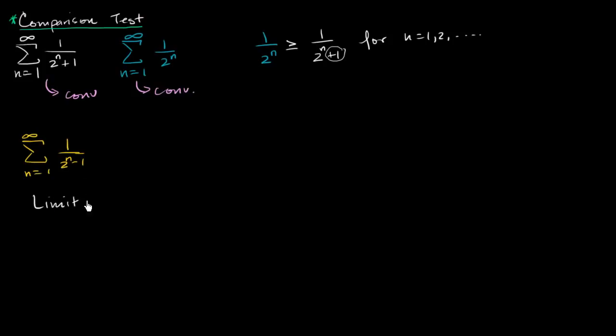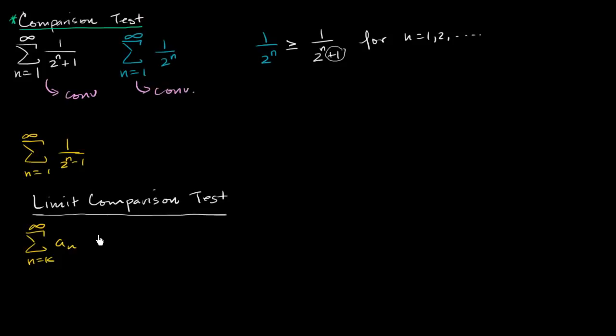Limit comparison test. I'll write it down a little bit formally, and then we'll apply it to this infinite series right over here. So the limit comparison test tells us that if I have two infinite series, so let's say this is going from n equals k to infinity of a sub n. And I'm not going to prove it here. We'll just learn to apply it first. And this goes from n equals k to infinity of b sub n.